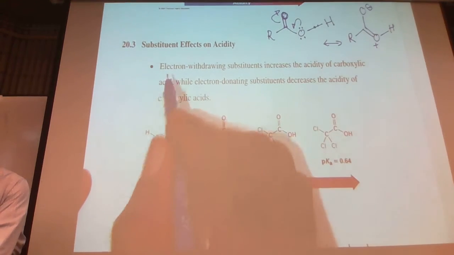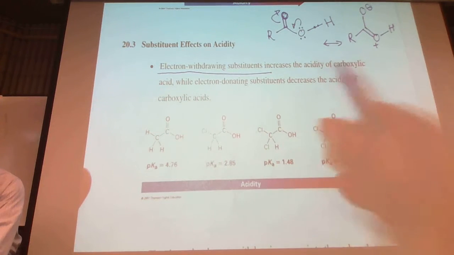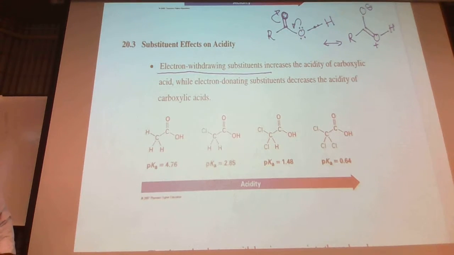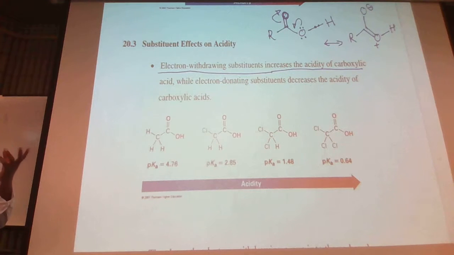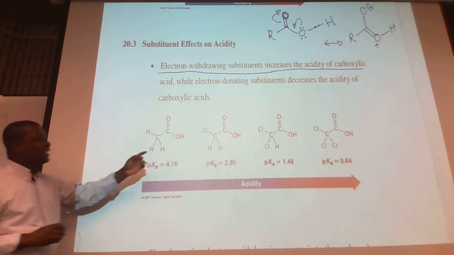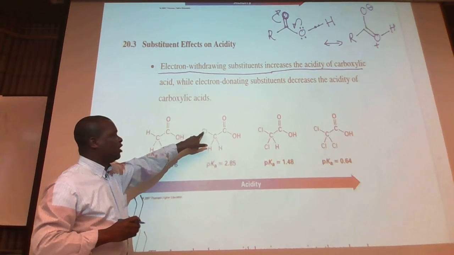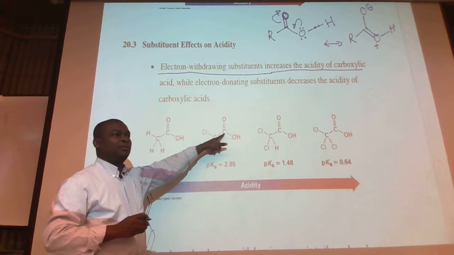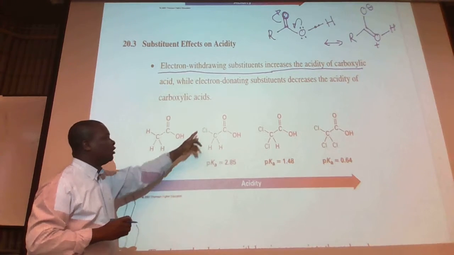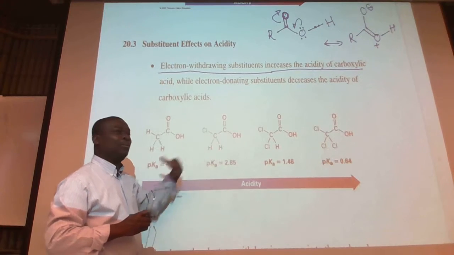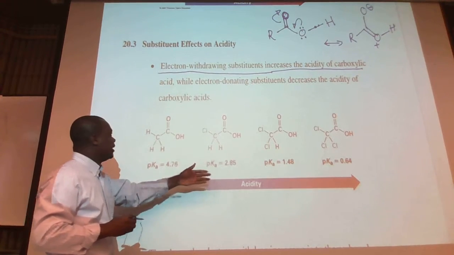If you have an electron withdrawing group as a substituent coming off of the chain, that electron withdrawing group will be increasing the acidity of the carboxylic acid. Why? Because it's making that oxygen-hydrogen bond even less stable. And the proximity of that electron withdrawing group to the carbonyl will determine the relative acidity of that carboxylic acid. So the closer that electron withdrawing group is to the carbonyl, the more acidic it's going to be, as you can see in this relationship.